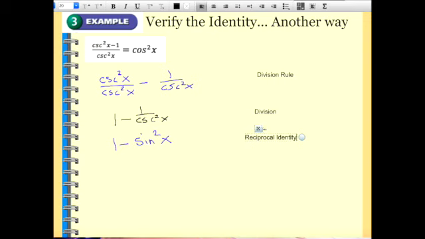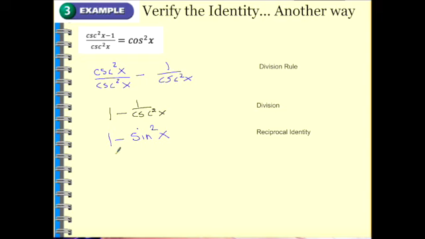So I'm just going to apply that reciprocal identity rule. And hopefully you're recognizing already what we have written here, because 1 minus sine squared is another identity. It is the Pythagorean identity. So 1 minus sine squared is really cosine squared. And that is what we had on the other side of our equal sign. So I was able to simplify the left-hand side until it equaled the right-hand side. And that's how I know I proved my identity.